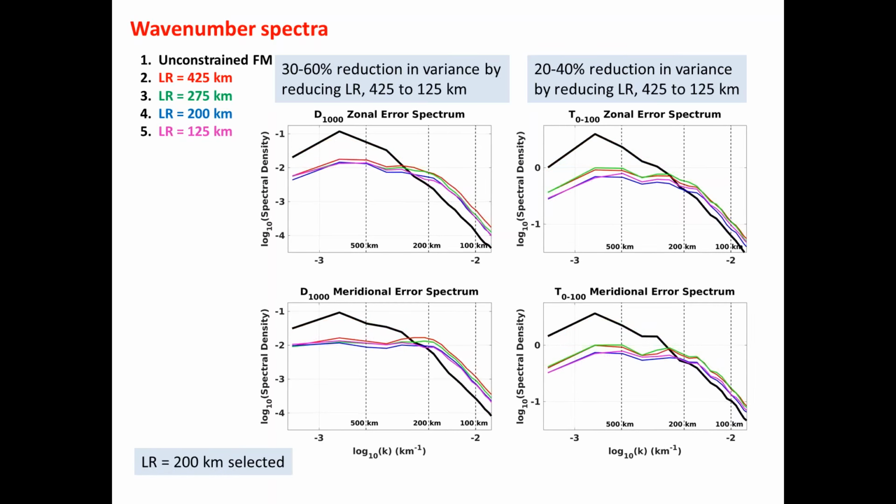For the 1-degree case, this is the same type of figure. Generally, you have a smaller reduction by reducing the localization radius: 30 to 60% for dynamic height, 20 to 40% for upper ocean average temperature. And again, very little difference between 200 and 125 kilometers. Therefore, for our work, we've chosen the localization radius to be 200 kilometers, the trade-off between large enough area and accurate correction.